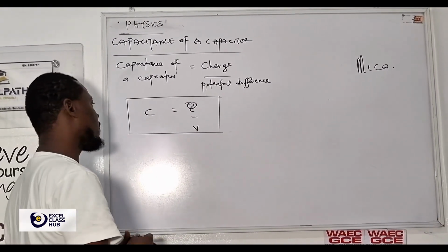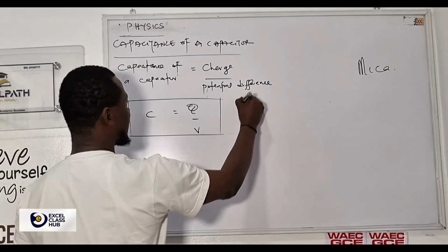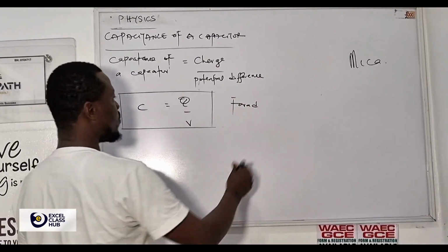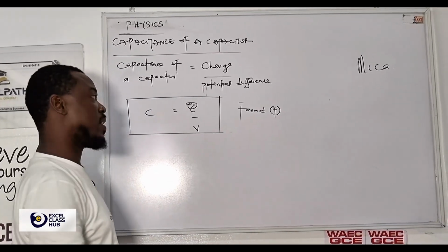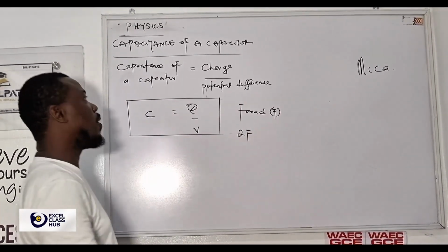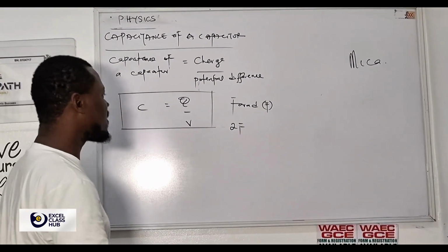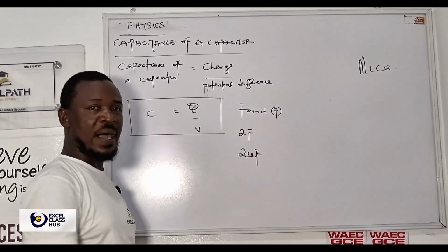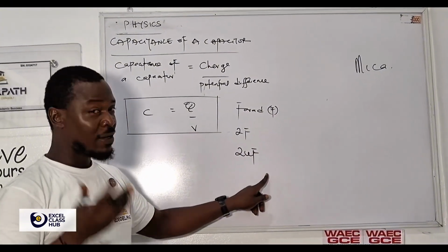But one thing you have to notice is that the capacitance of a capacitor is always measured in farad, which is the SI unit. It is measured in farad, with the symbol F. Whenever you see a teacher writing something like 2 F, that means he's talking about the capacitance of a capacitor. You can also see a teacher writing something like 2 µF. This sign here means micro. We call it 2 microfarad.